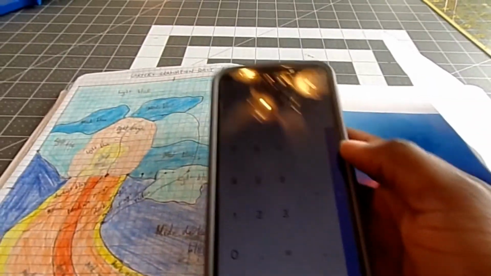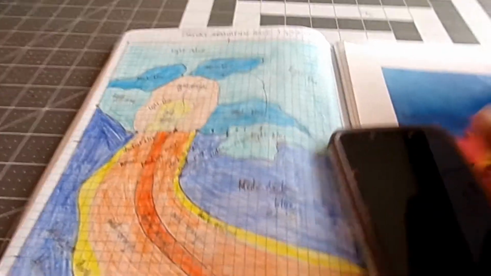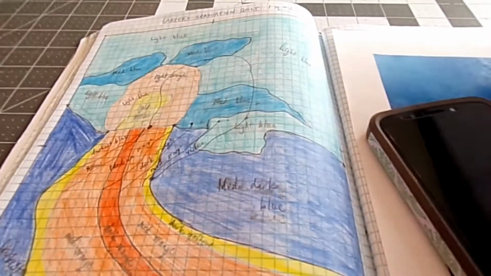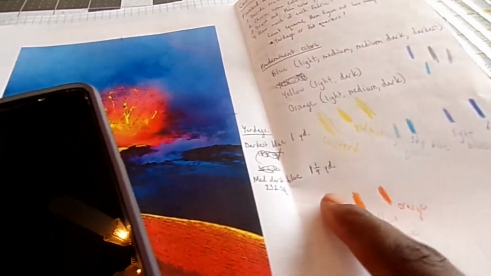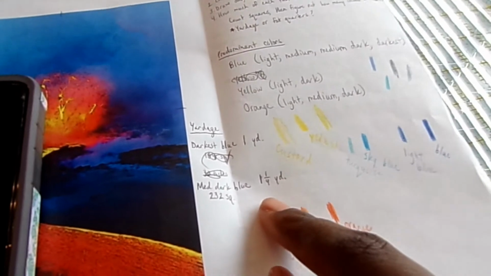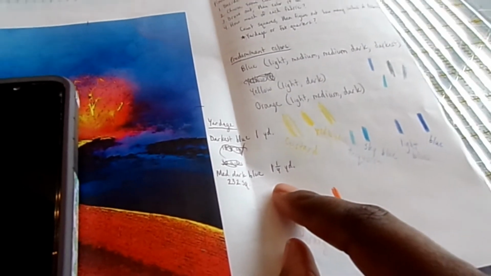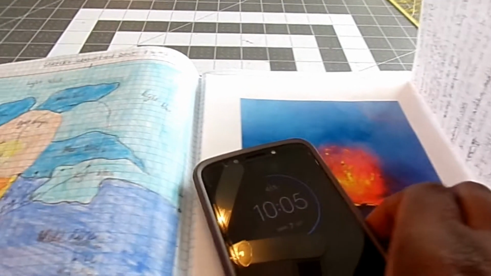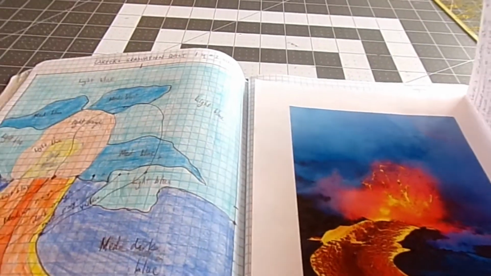Okay. And I've also done the medium dark as well, which is right here in the quilt. And I came up with 1 1/4 yards. And so since I'm going to get fat quarters, I would get 4 fat quarters of the darkest blue and 5 fat quarters of the medium dark blue, just to give you an idea of how that's going to work.